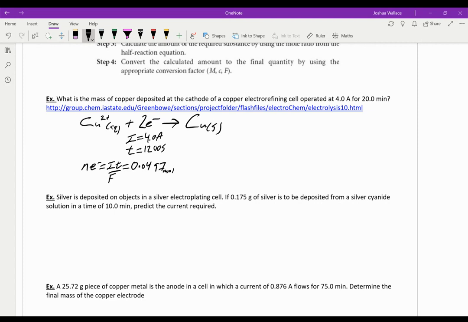And I need to find out what my mass is for this. Well, is there anything else I know? Well, I can find my N value because I have 2 in front of there, so I need to divide this by 2. And I get N equals 0.0248.7 moles. And then my molar mass of that is 63.55 grams per mole, which gives me a mass of 1.6 grams.